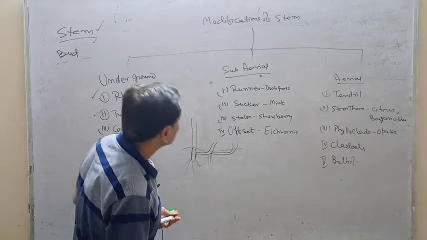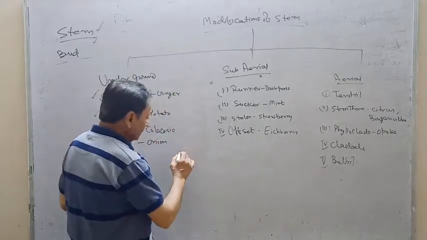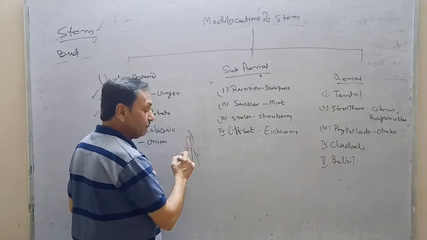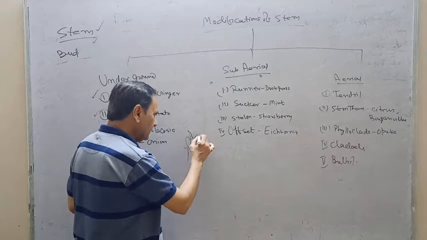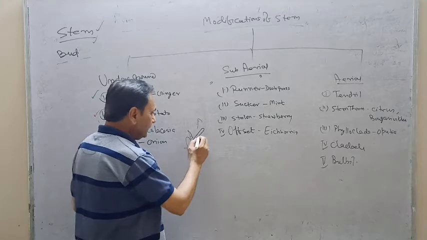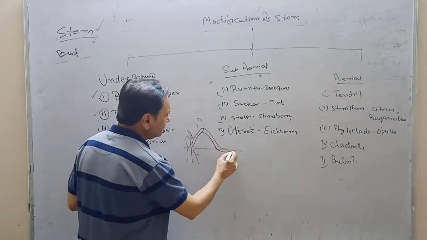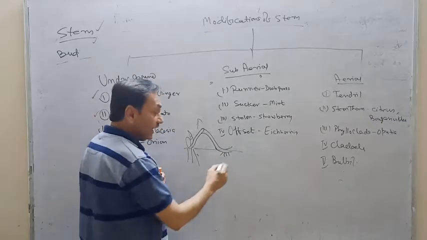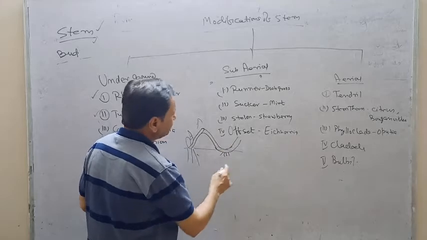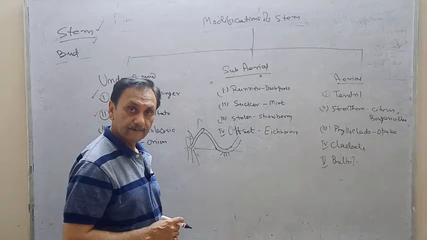But in the case of a stolon, suppose this one is the root and this is the stem part. Firstly, the stem part moves in the upward direction, but after some time they come in contact with the soil and form roots, and again it moves. If this type of movement takes place, that is called a stolon, and the best example is the strawberry.